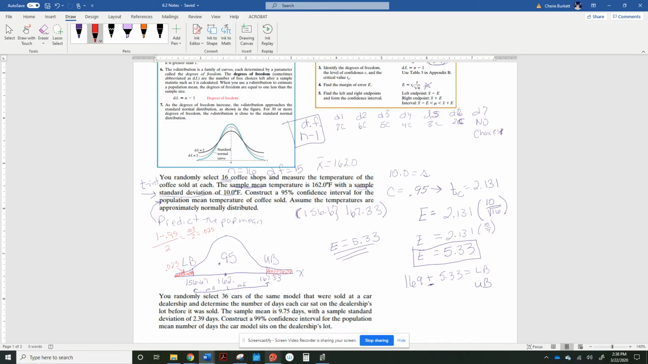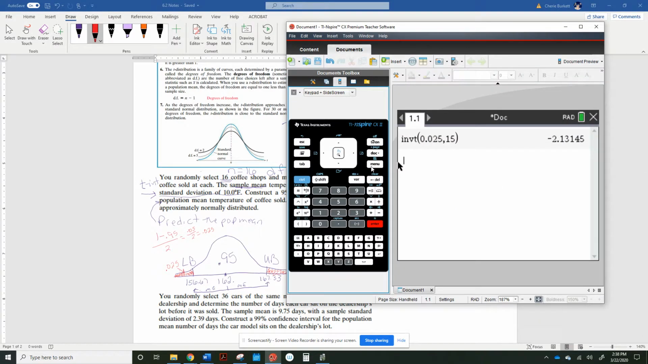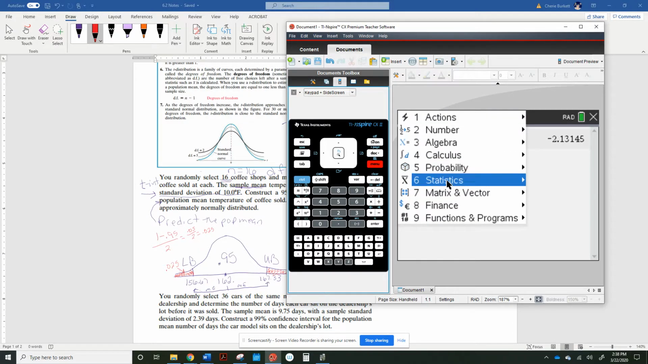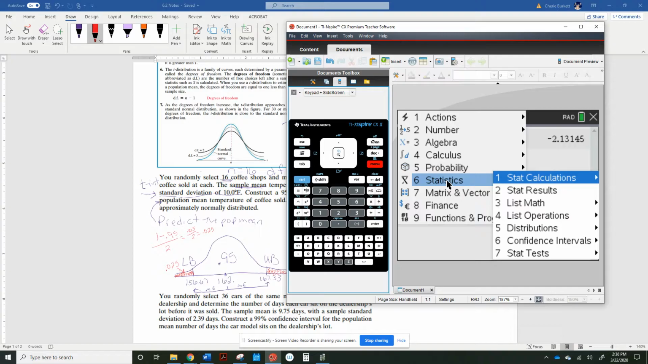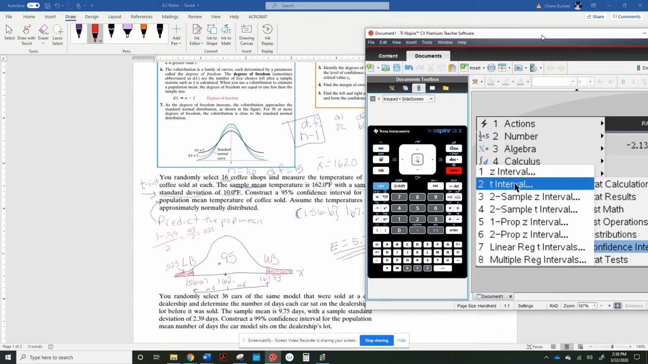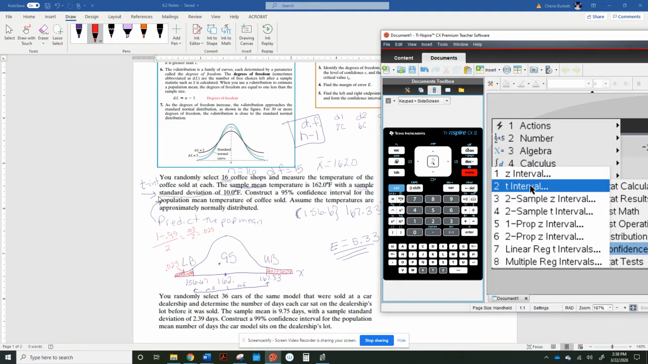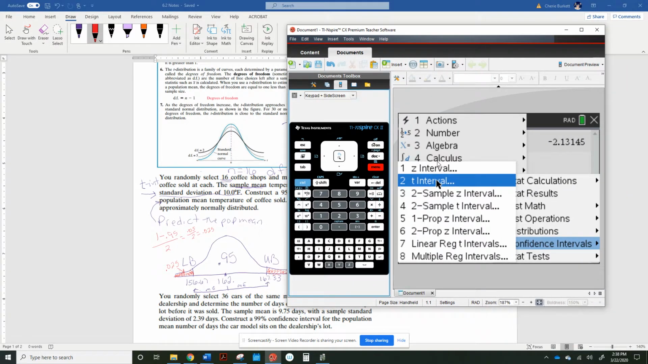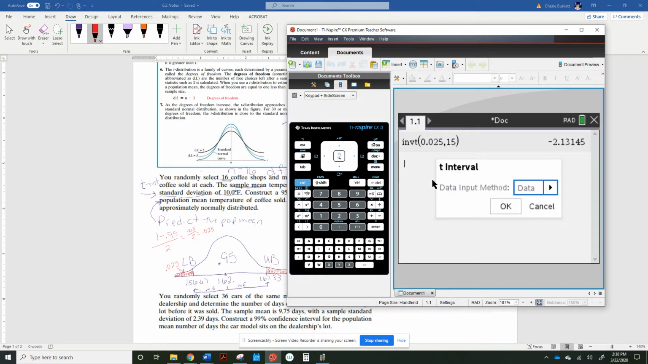But the calculator will also find your confidence interval for you. You simply go to menu, you choose statistics, and we go back to confidence intervals. And this time you just have to know that we're doing a t interval, because we only know the sample standard deviation. So anytime you only know the sample standard deviation, you do a t interval. So I'm going to do a t interval. I have the statistics. I don't have the data.